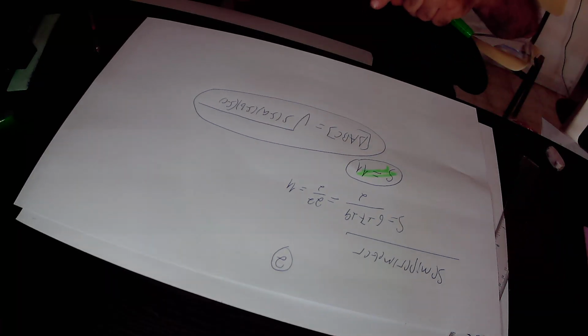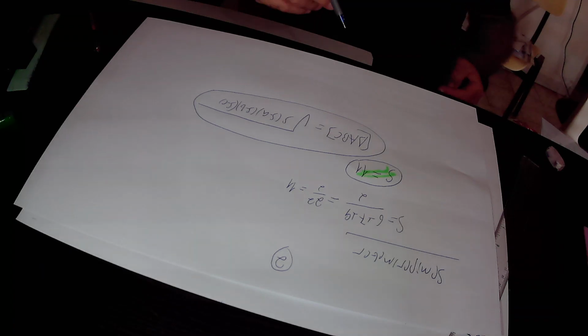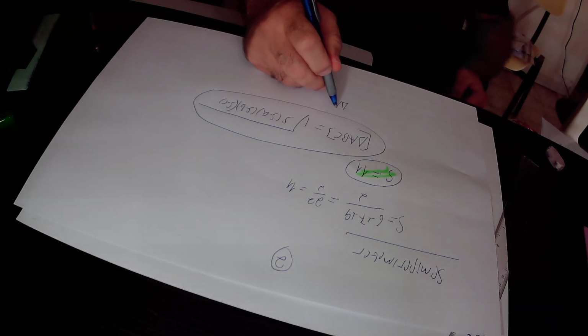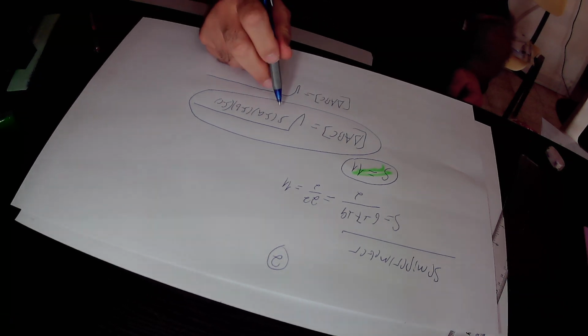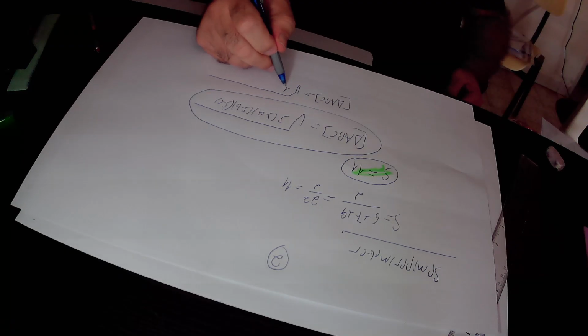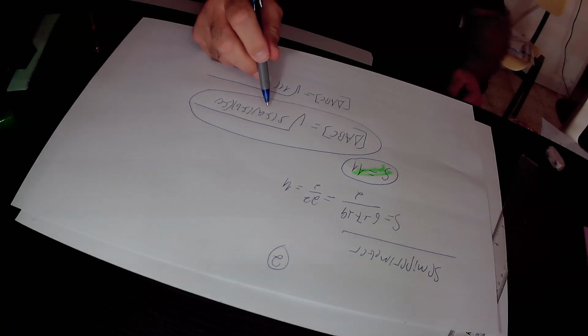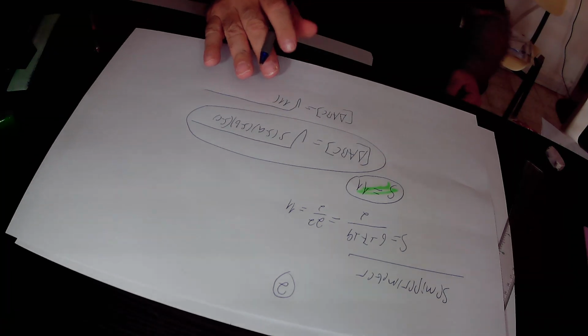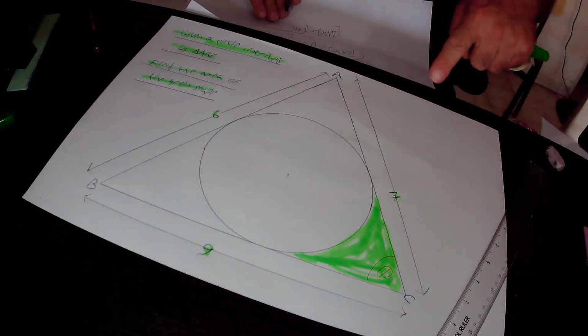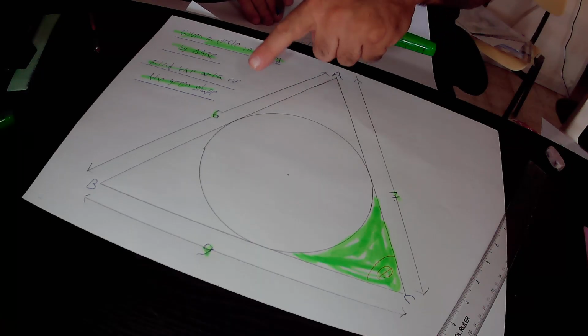We already found that the semi-perimeter of triangle ABC is 11, so the area of triangle ABC will be equal to the square root of S, which is 11, times S minus A. A is 6. That's one side of this triangle ABC. It is 6.